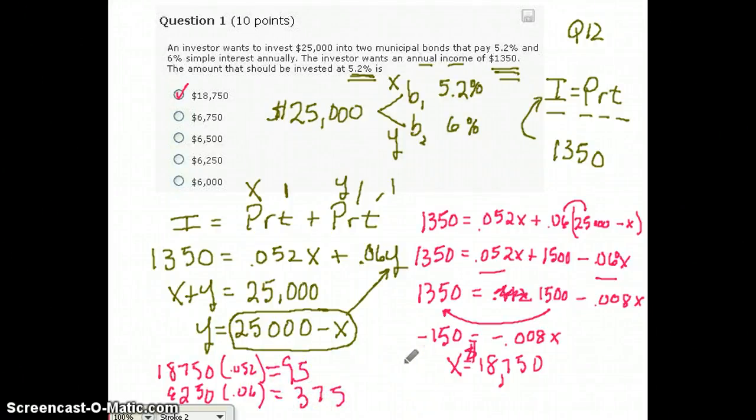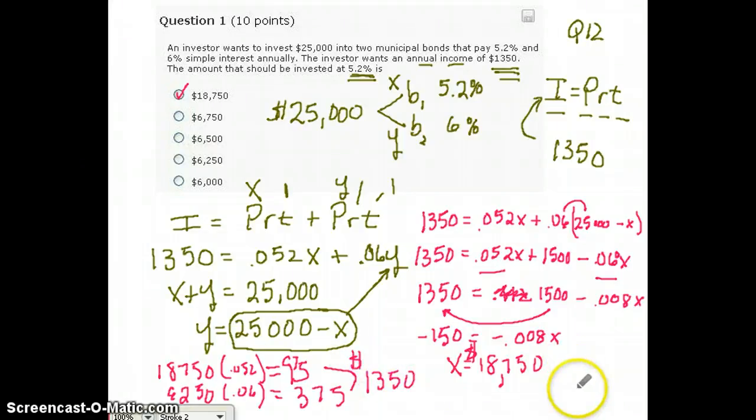Okay, I don't know if I did that right. Now, 18750 times 0.052 is 975. What happened here? Okay, so if I add these two together, I get 1350.